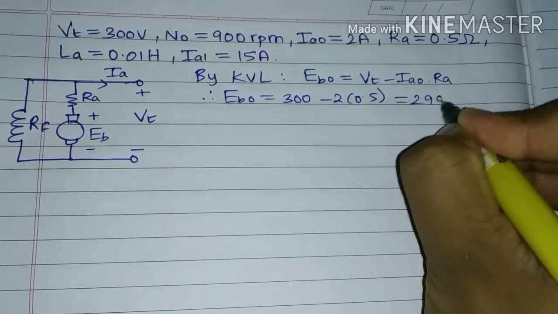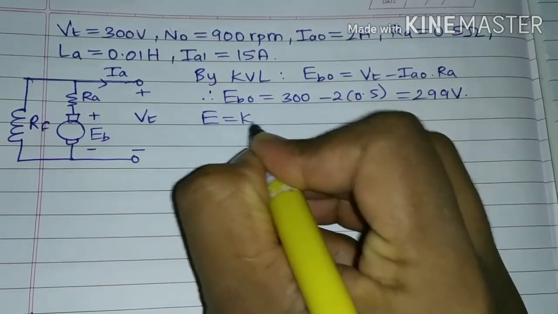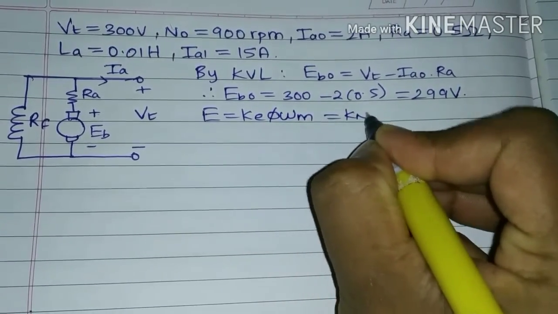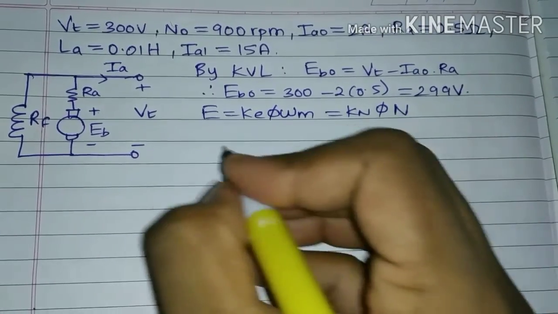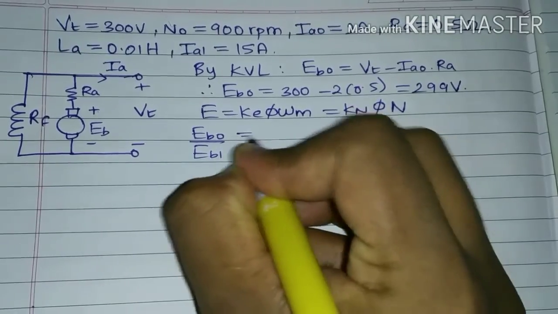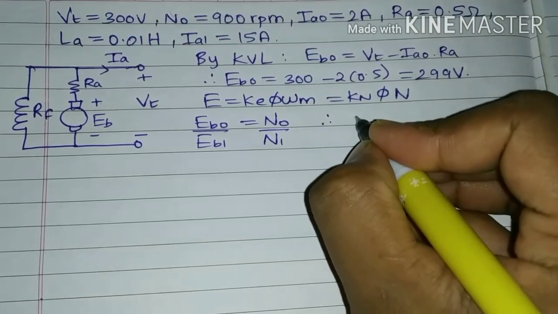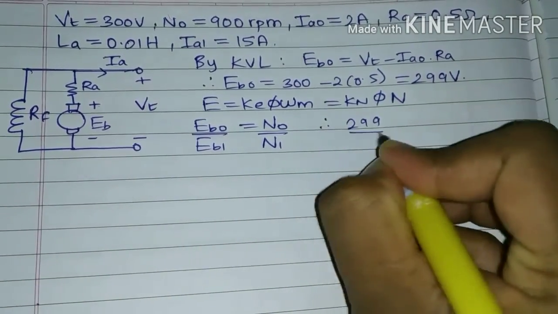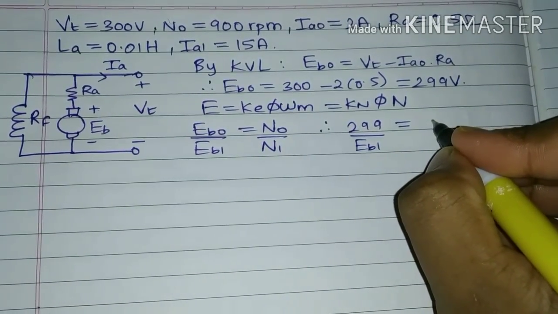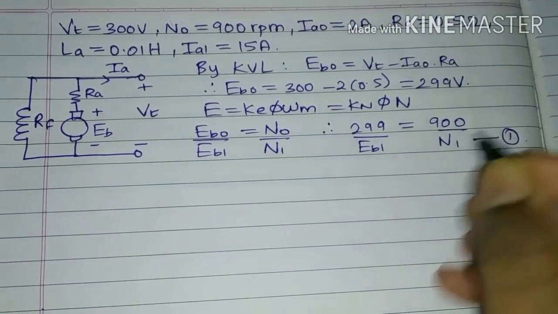Now, we know that the back EMF is directly proportional to the speed as well as the field flux. Therefore, E is equal to Ke into phi into omega m, which is equal to Kn into phi into n, where n is the speed in RPM. Hence, EB0 upon EB1, where EB1 is the back EMF in loaded condition, is equal to N0 upon N1. Therefore, 299 upon EB1 is equal to 900 upon N1. Let's name this as equation number 1.